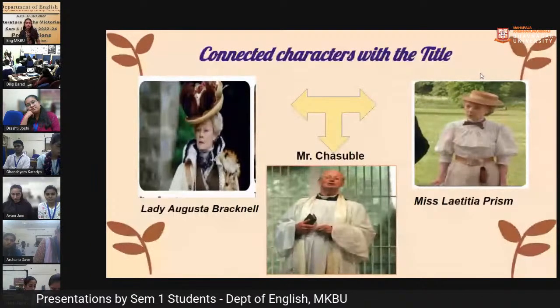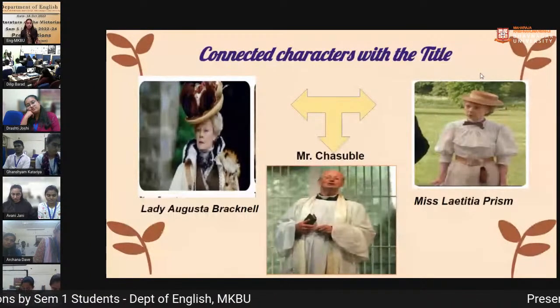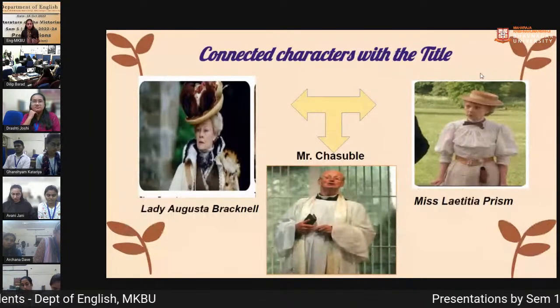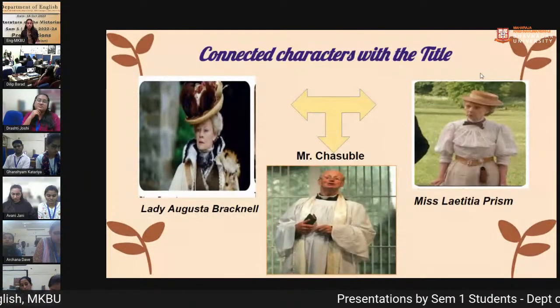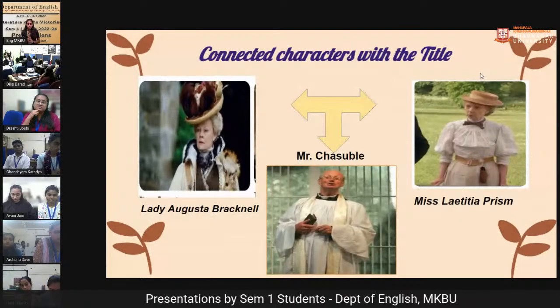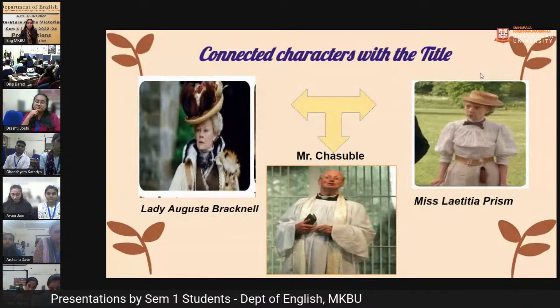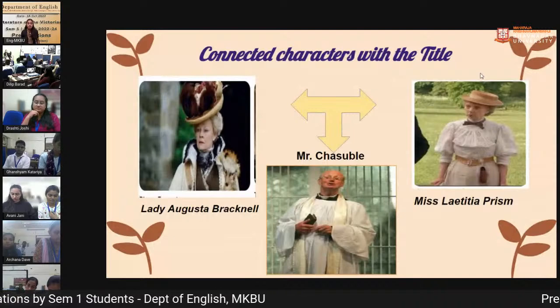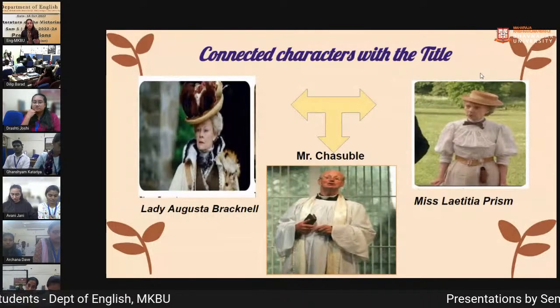And Mr. Chasuble, at the end of the story, when they are trying to christen Jack and Algernon to Ernest Worthing, at that time Mr. Chasuble is christening their names.